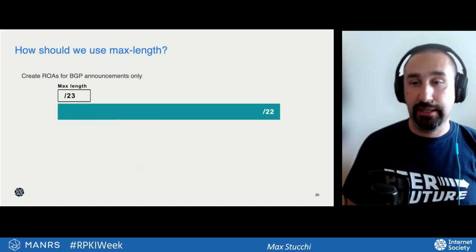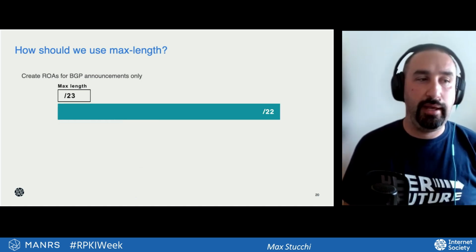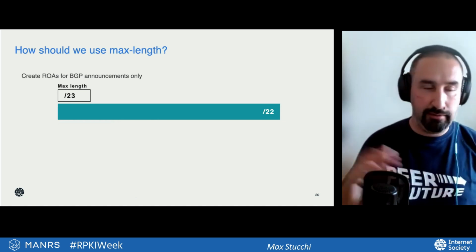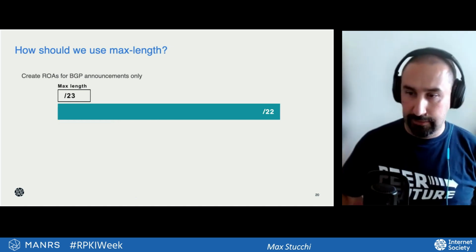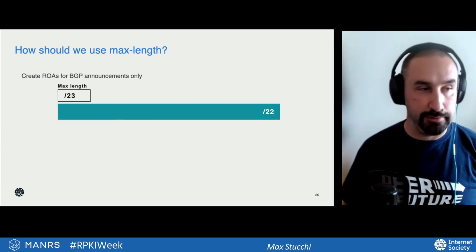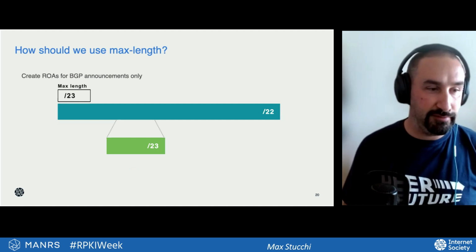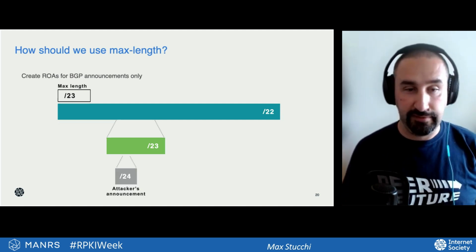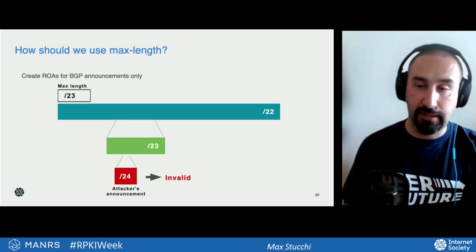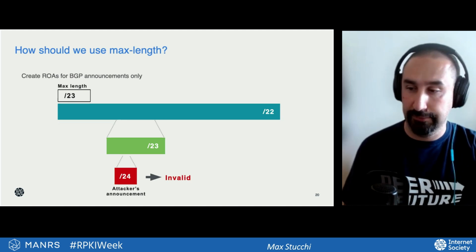So here's a suggestion. Create ROAs for your BGP announcements only. Consider them the same way you would consider route objects, because the same trick works with route objects. If you create too many route objects that are too open, you are going to have the same exact issue. In this case, with a /22 with a max length of /23, if you have the same malicious attacker that tries to run the same kind of attack, that will show up as invalid because the ROA only covers up to /23.